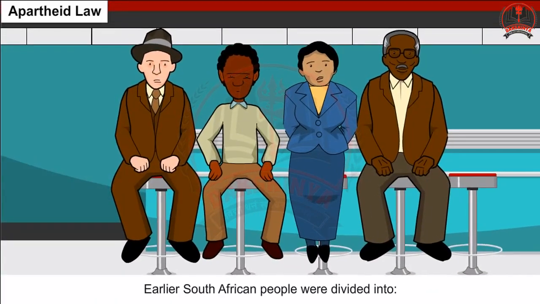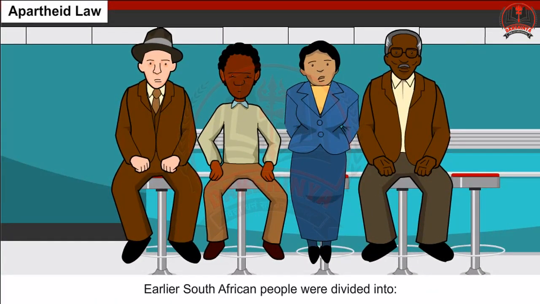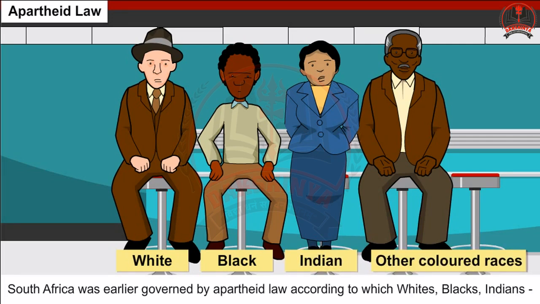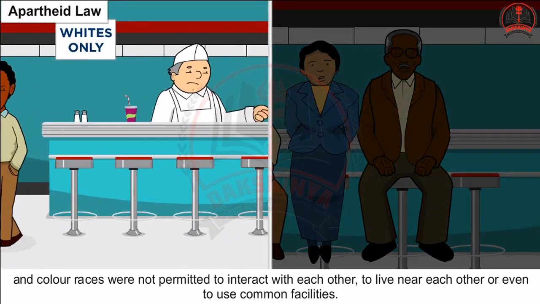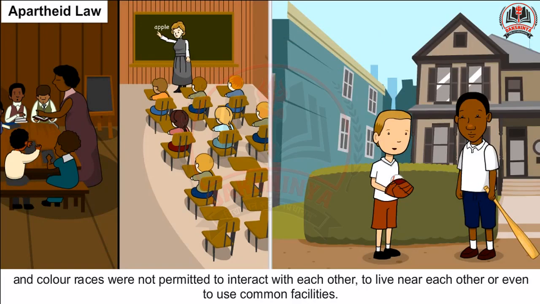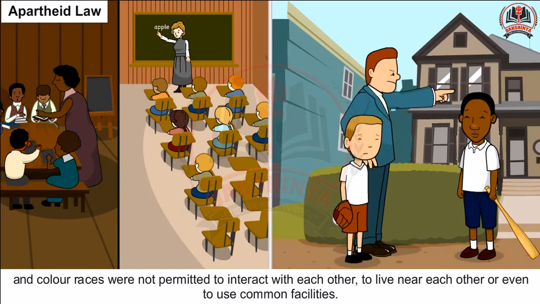Earlier, South African people were divided into white, black, Indian, other colored races. South Africa was earlier governed by apartheid law, according to which whites, blacks, Indians, and colored races were not permitted to interact with each other, to live near each other, or even to use common facilities.